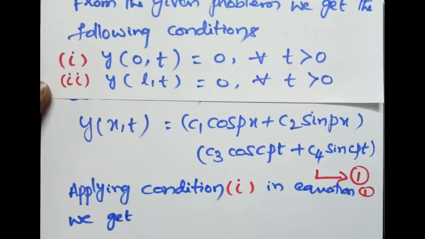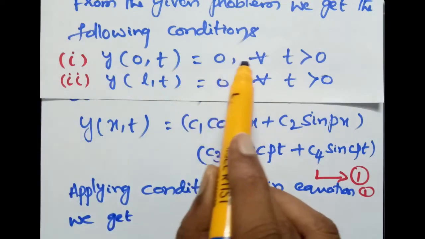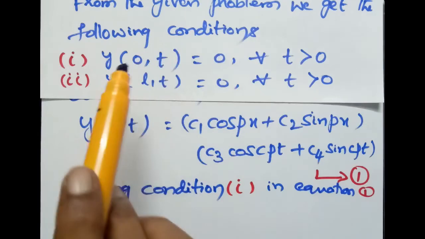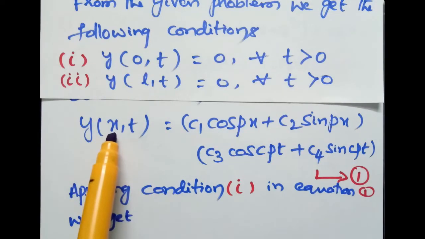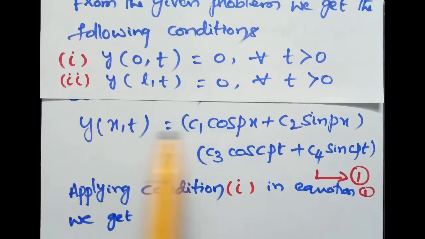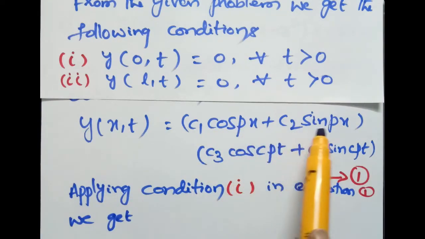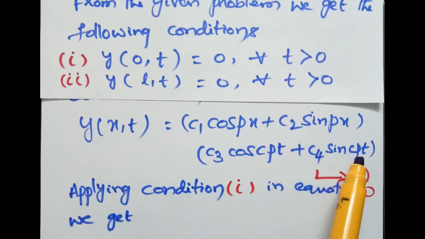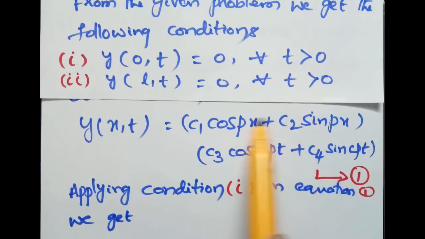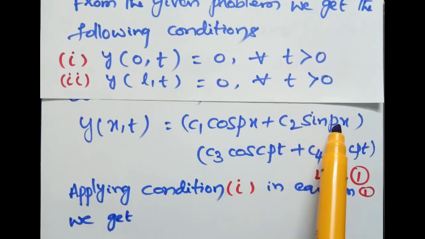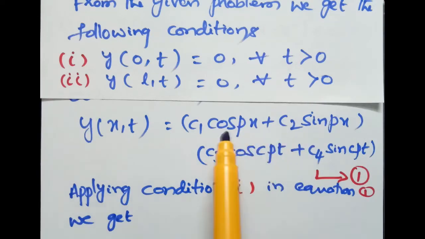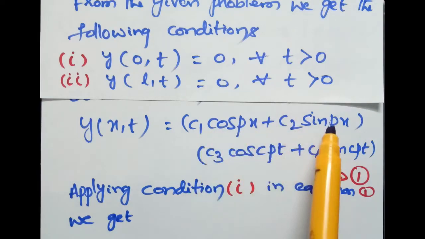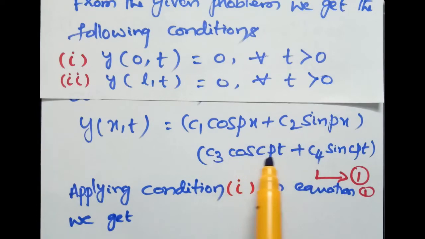Now condition 1 is y of 0 comma t equal to 0 for all t greater than 0. So put x equal to 0 in equation number 1, that is C1 cos p into 0 plus C2 sin p into 0, times C3 cos cpt plus C4 sin cpt. Here we substitute 0: cos 0 is 1 and sin 0 is 0. Therefore we get C1 plus 0 into C3 cos cpt plus C4 sin cpt.